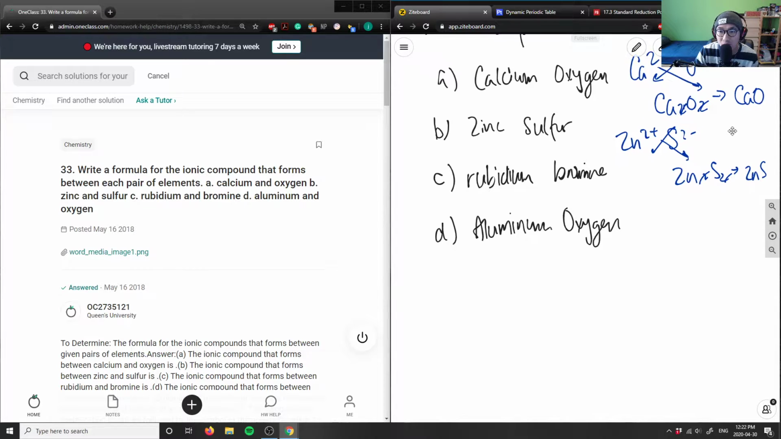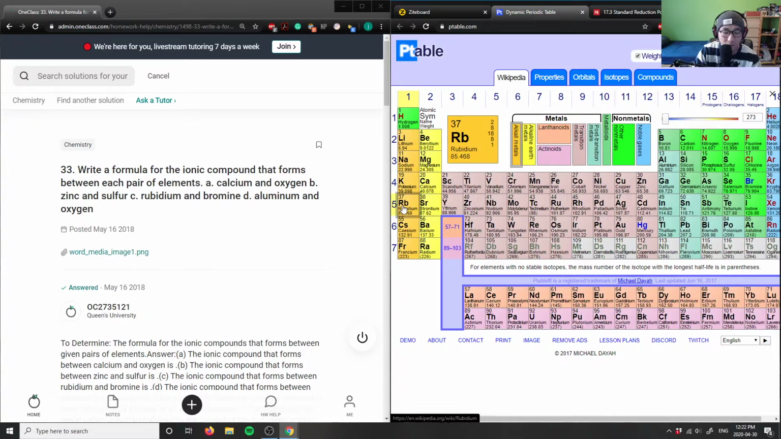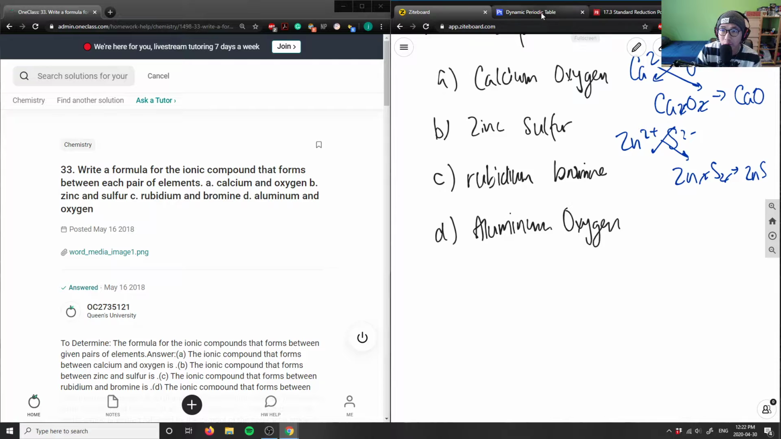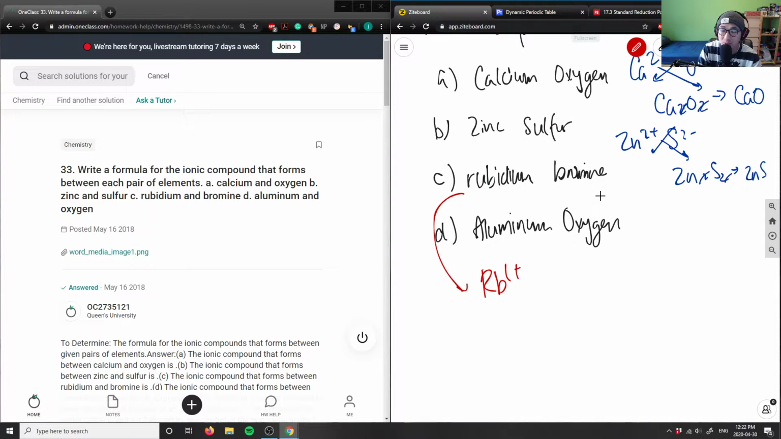I'll show you the one I use, which I kind of like for balancing out the charges. So I have rubidium and bromine here. Let me go back to my periodic table. Rubidium lies in the first column in the metal section, in group 1, which means rubidium would have a charge of 1+. So Rb would have a charge of 1+. Same with bromine. Bromine is a nonmetal. It lies in group 17, it's a halogen, and it possesses a charge of 1-. So Br would have a charge of 1-.